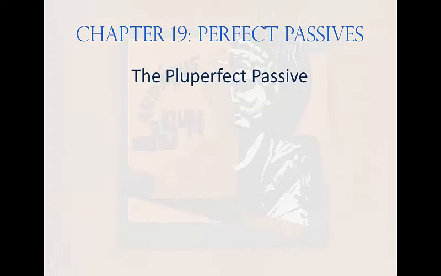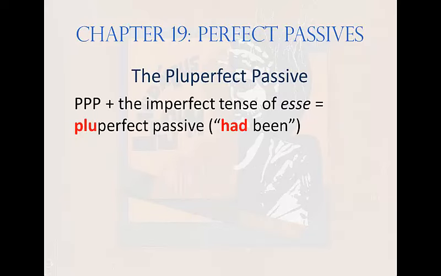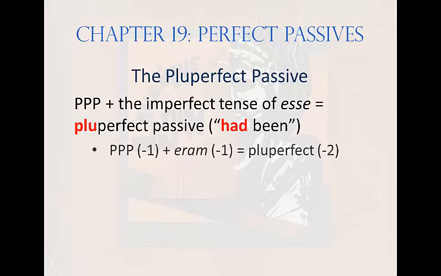The pluperfect passive operates much the same way the perfect passive does. But instead of sum, it uses the imperfect of the verb to be, eram. In other words, by adding eram, which has a time value of -1, to the perfect passive participle, which also has a time value of -1, the verb takes on a time value of -2, that is, pluperfect.